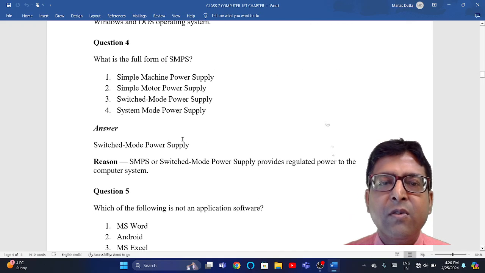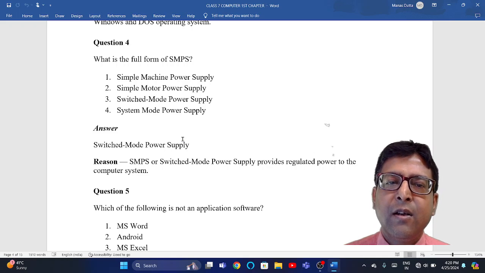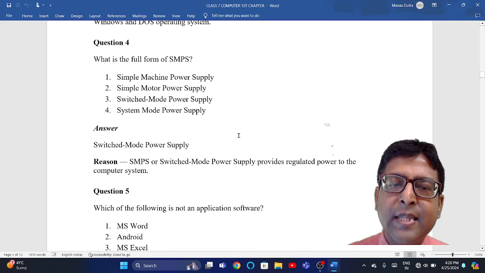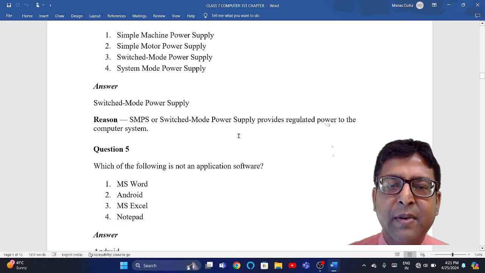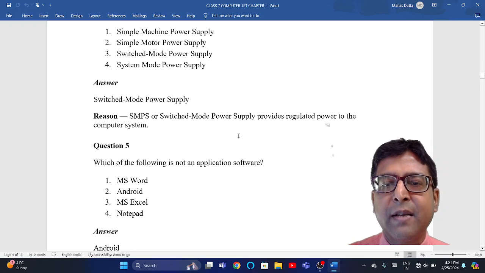Question 4, what is the full form of SMPS? Option 1, simple machine power supply, simple motor power supply, switched mode power supply, system mode power supply. Answer will be option 3, switched mode power supply, because SMPS or switched mode power supply provides regulated power to the computer system.